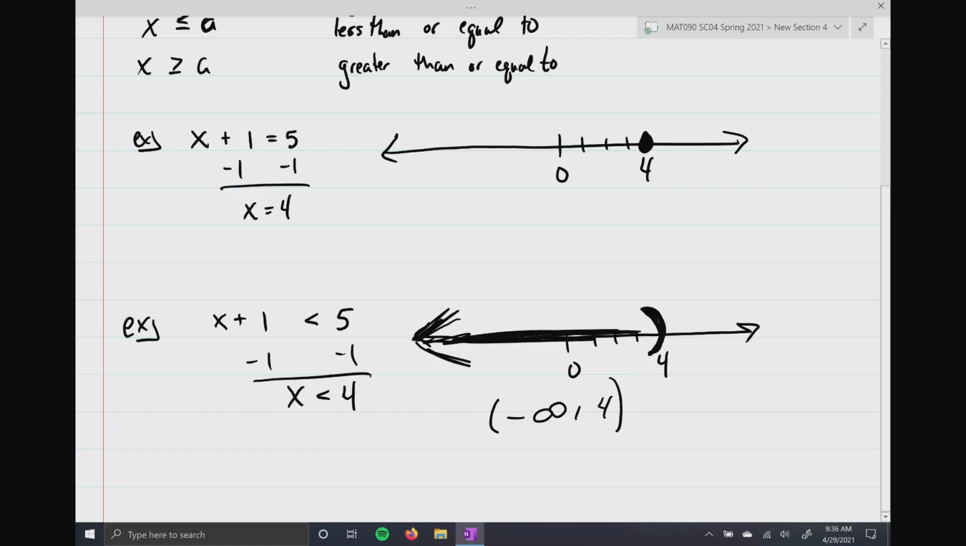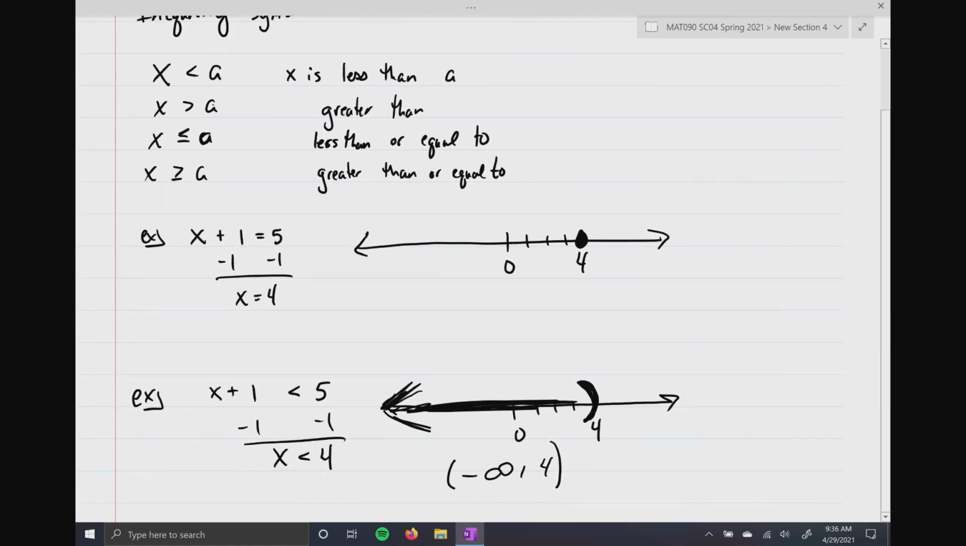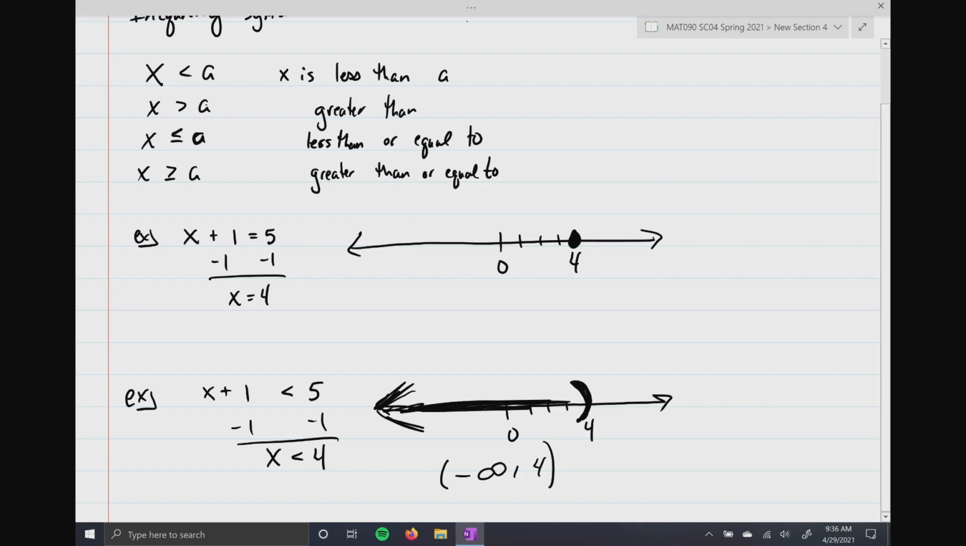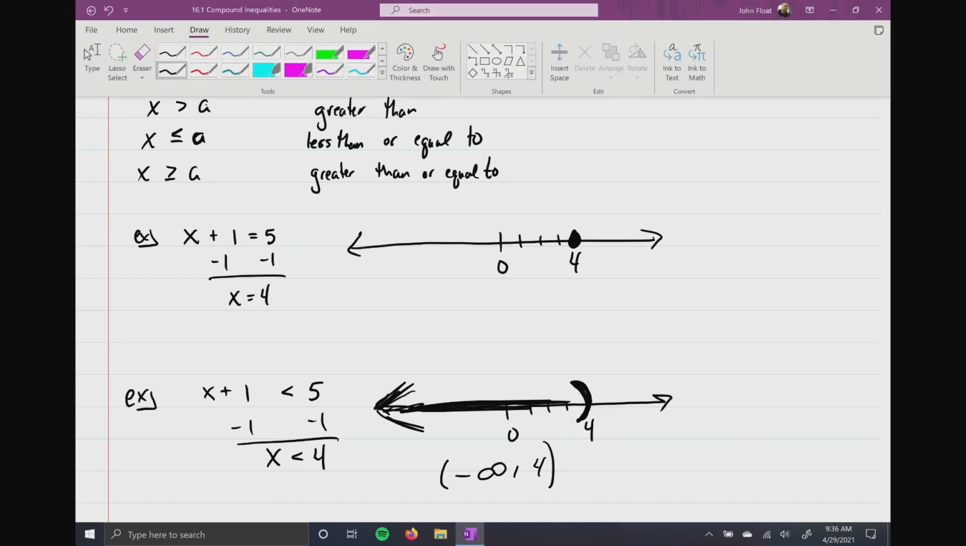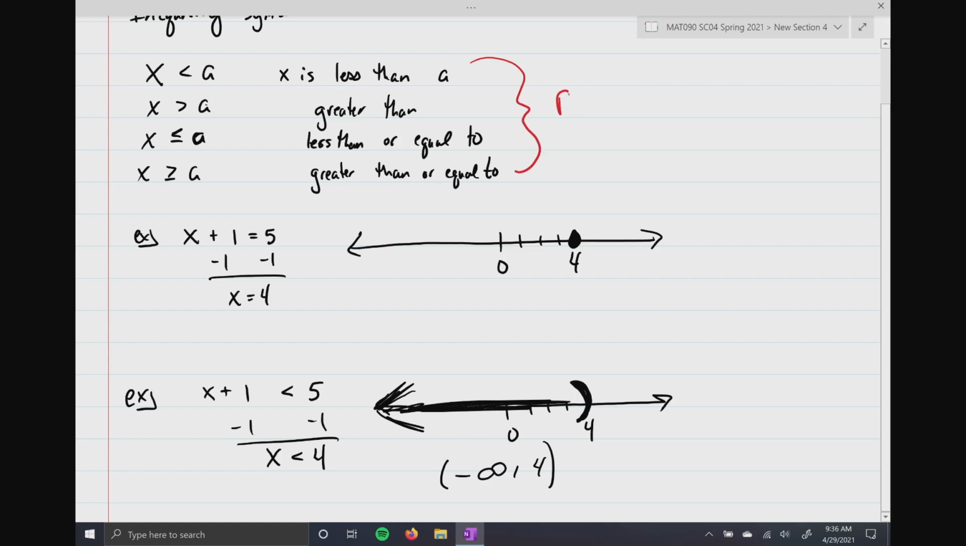All right? Just one more thing, just so we're all on the same page: I will always read my inequalities from left to right. So if it's this, I read it left to right: x is greater than 5. I will never, ever read this as 5 is less than x. I read it left to right.